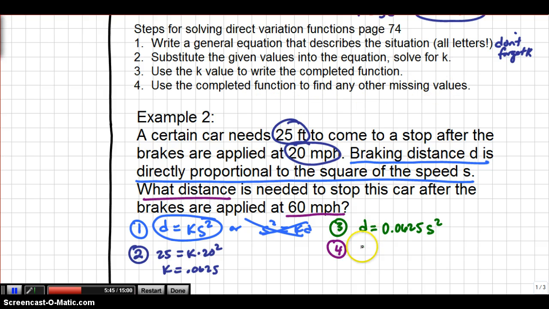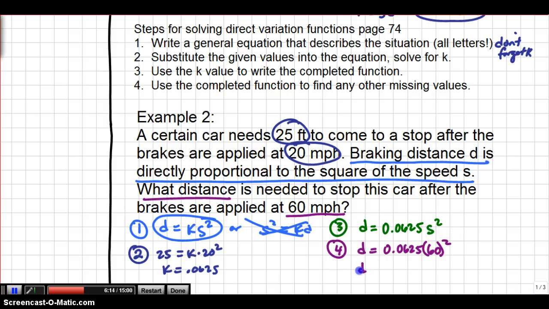They want to know what the distance is. So we're going to utilize our formula. We're going to plug in 60 for S, and then we're going to calculate. Make sure that you follow the order of operations here, 60 squared, then times the 0.0625. Notice that we're no longer using the 25 and the 20. We utilized those back in step 2, and we don't need them any longer. So the K is the needed value, and then we plug in the 60 for S.